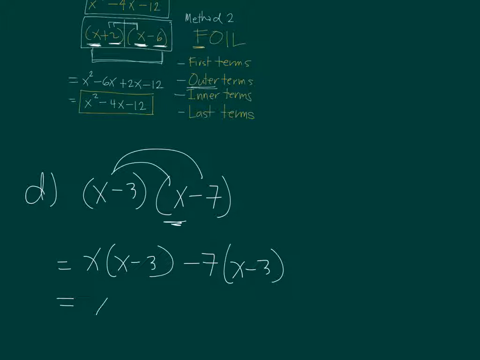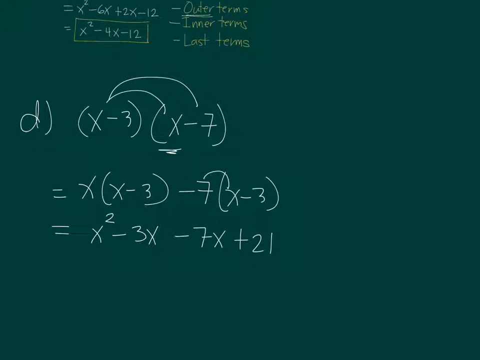And then x times x is x squared. X times 3 is 3x, so we have minus 3x. And then minus 7x for this, and then plus 21. And then, you have to combine similar terms. X squared, minus 3x minus 7x is minus 10x, and then plus 21. So that's the expanded form of x minus 3 times x minus 7.